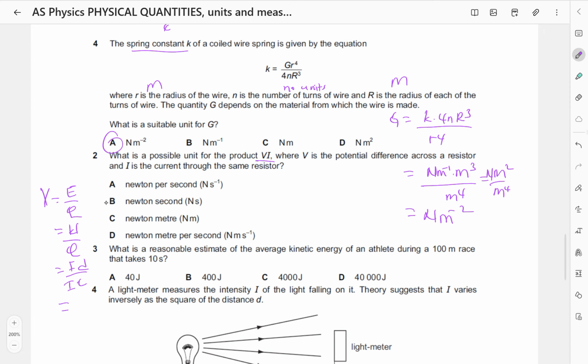So V is going to be newton meters over ampere seconds. Then the product V times I will have units of newton meters over ampere seconds times amperes, so the ampere cancels out. I remain with newton meters per second. So the answer is going to be D.